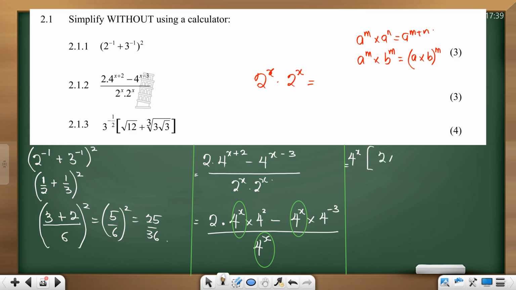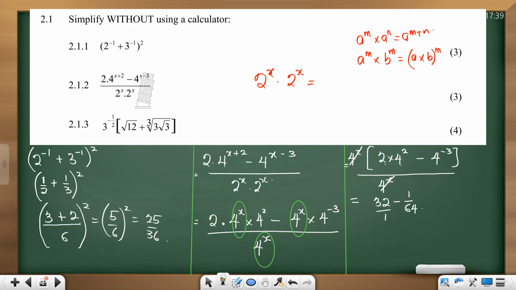What do I have? 2 times 4 squared minus 4 to the power negative 3 over 4 to the power x. Do you notice that goes? Beautiful. Now 2 times 4 squared will give me what? 4 times 4 is 16 times 2. That's 32 minus 1 over 64.